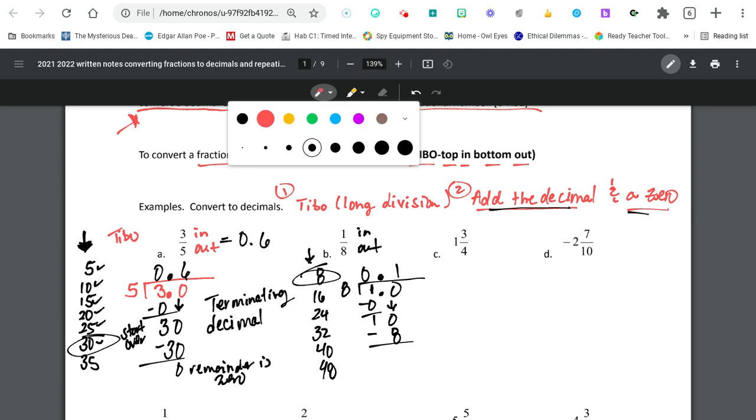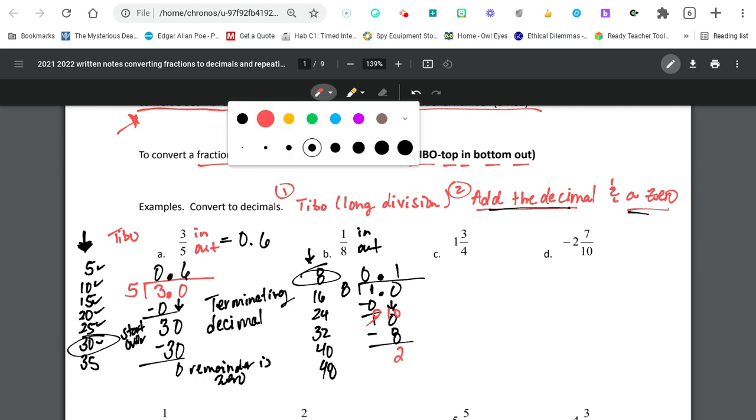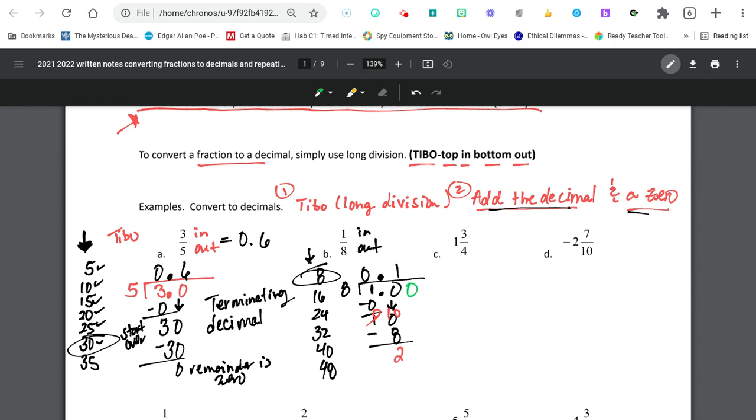I'm going to have to regroup. 10 minus 8 is 2. Now, here I have a remainder of 2. But you just can't put 0 and 1/10 remainder 2. That doesn't make any sense. So what you continue to do is just add zeros. You can do that.